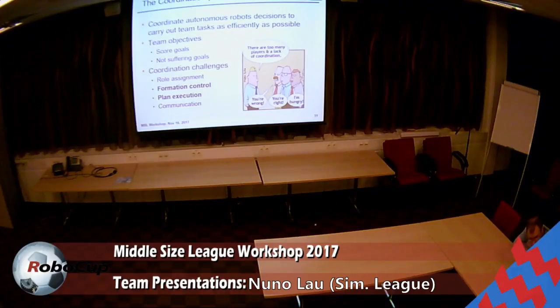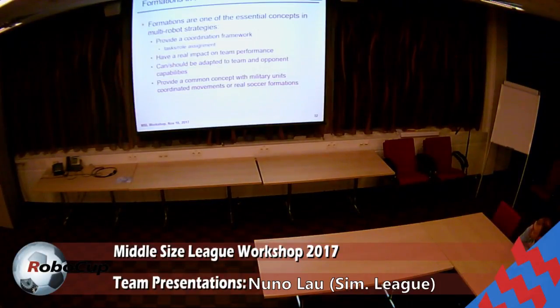So in order to coordinate a team of soccer, it's very simple. You have to score goals, and you should not suffer any goal. So soccer is quite simple, as Italy knows in the last few days. And for coordination challenges, we have role assignment, formation control, plan execution, and communication. Formations are quite important, because they should provide you with a dynamic way of positioning your team over the field.